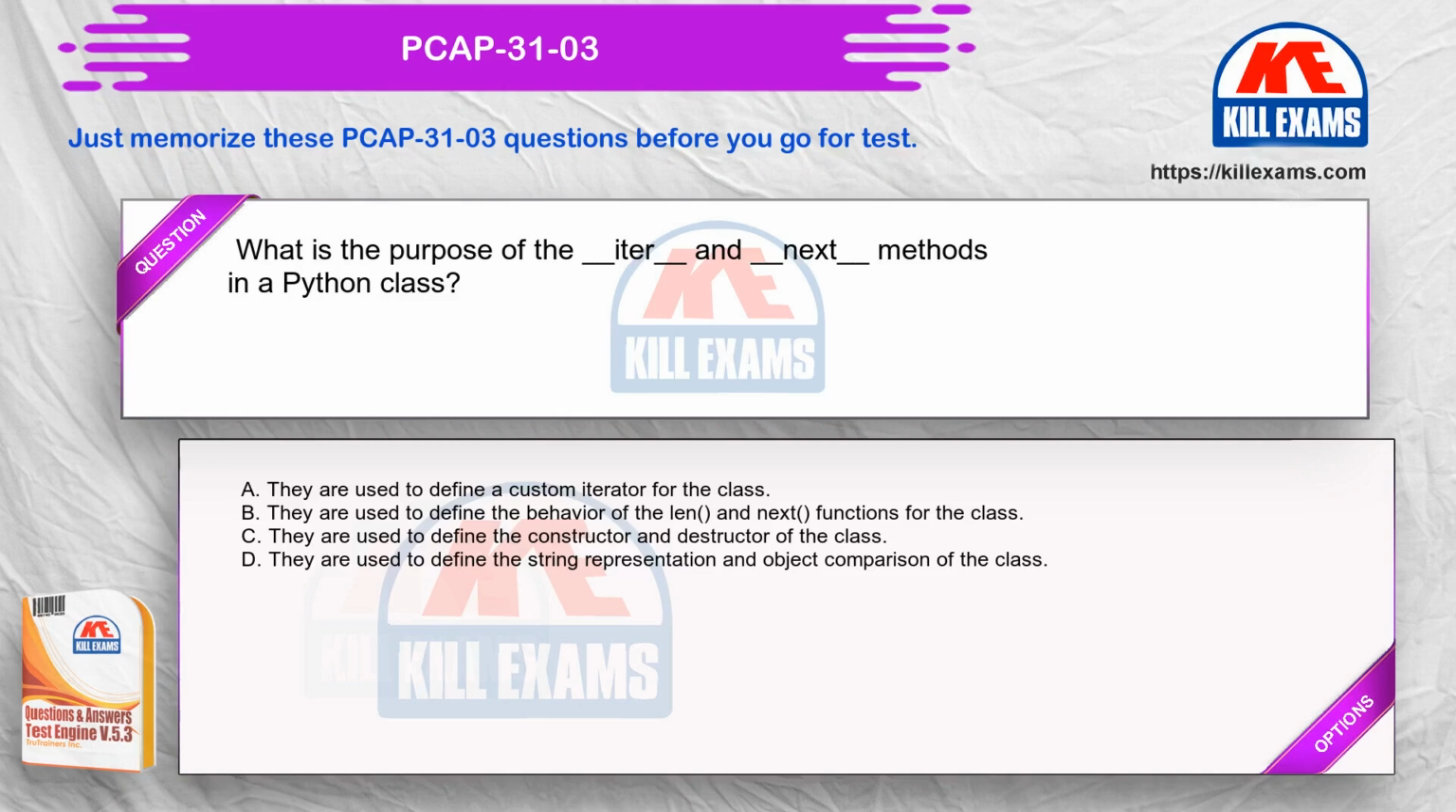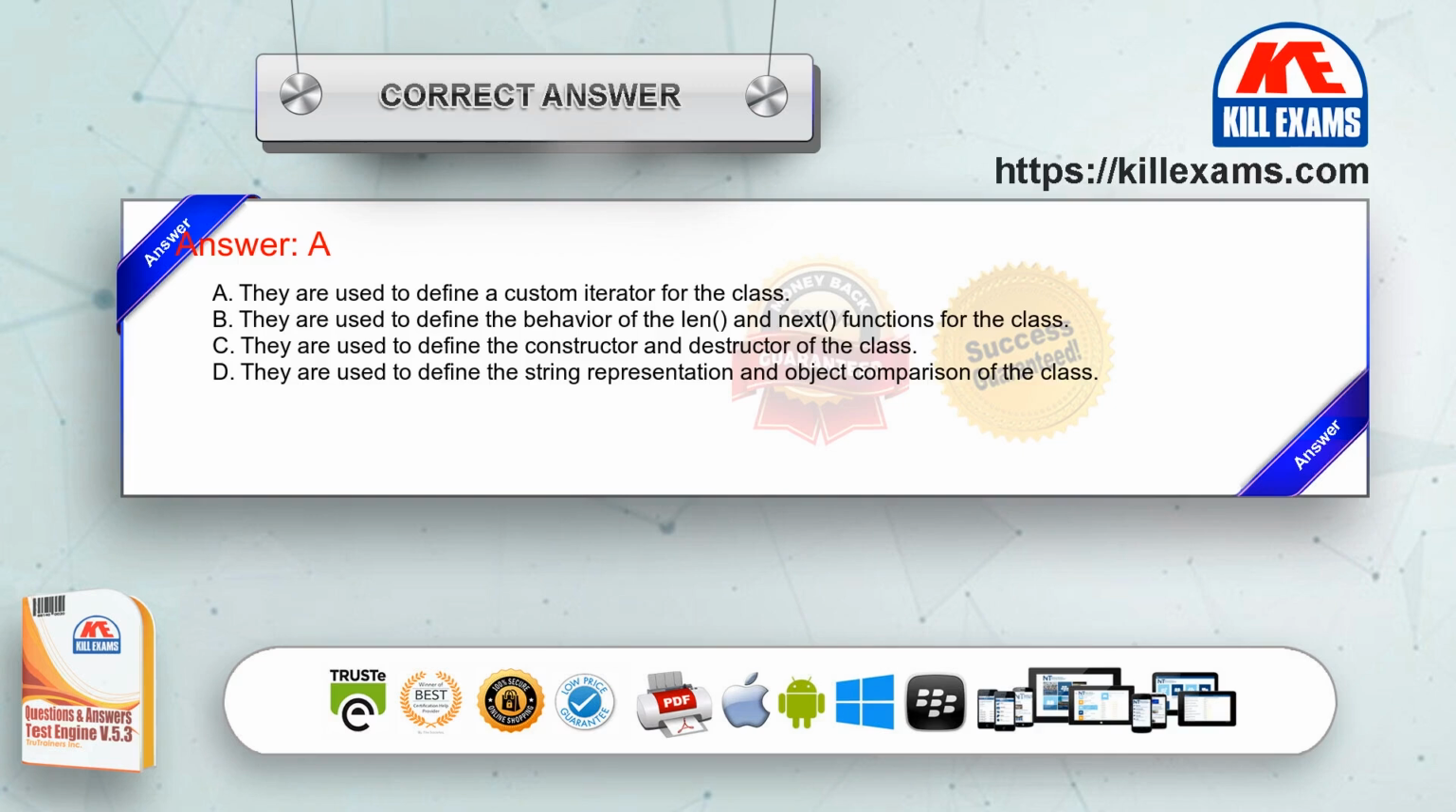What is the purpose of the __iter__ and __next__ methods in a Python class? A. They are used to define a custom iterator for the class. B. They are used to define the behavior of the len and next functions for the class. C. They are used to define the constructor and destructor of the class. D. They are used to define the string representation and object comparison of the class. The correct answer is option A.